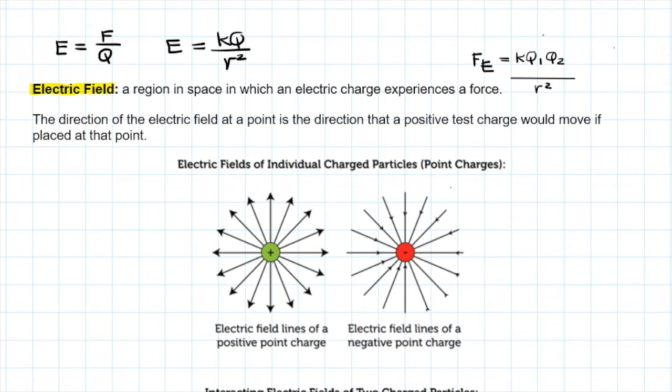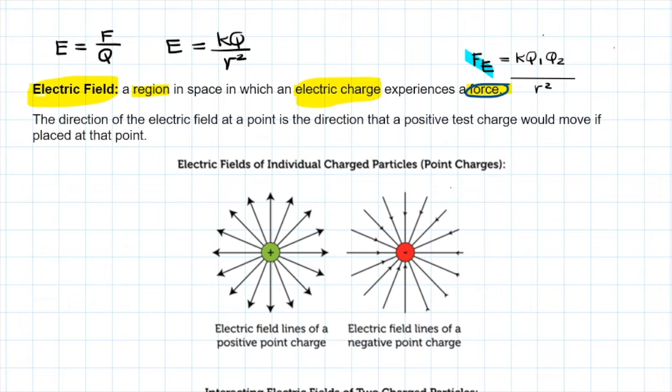We say that an electric field is a region in space in which an electric charge experiences a force. In other words, when an electric charge is placed in an electric field, it will experience a force. That force is called the electrostatic force, and we can calculate the magnitude of the electrostatic force by making use of Coulomb's law.